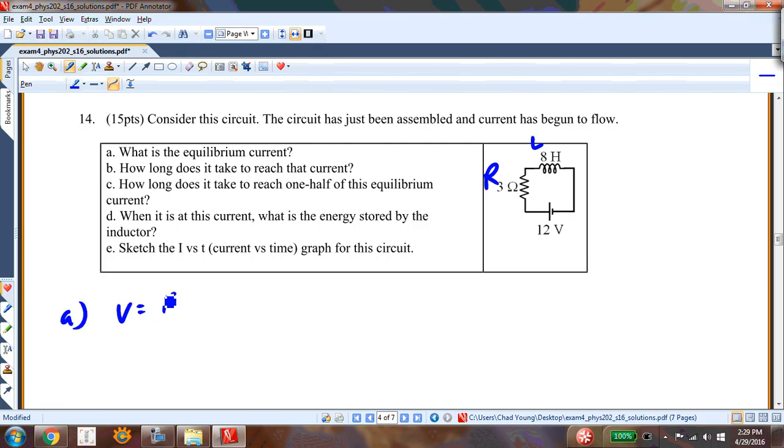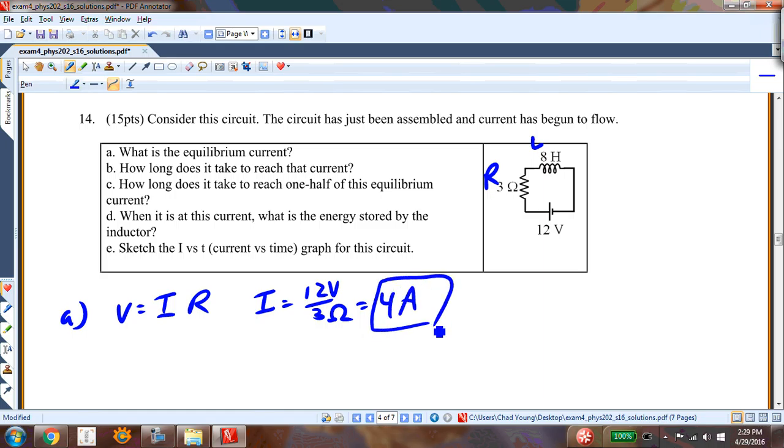So V is equal to IR. So I is equal to 12 divided by 3, which is 4 amps. In equilibrium, the inductor is like it's not even there. It just becomes a piece of wire.